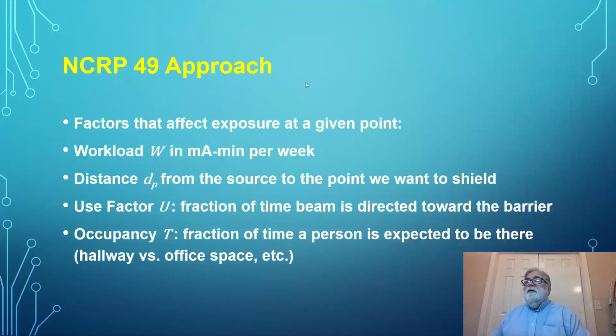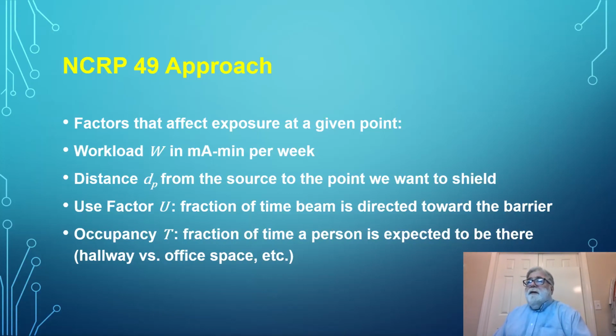What you do under the old approach is figure out what your mA minutes are going to be per week. Then you need to know the distance from your X-ray tube to the exposure point where someone might be exposed. You look at a floor plan and determine the distance from the X-ray tube to the point in the nearby room or the control booth or whatever point you're evaluating, whether 3 meters, 4.5 meters, whatever it is.